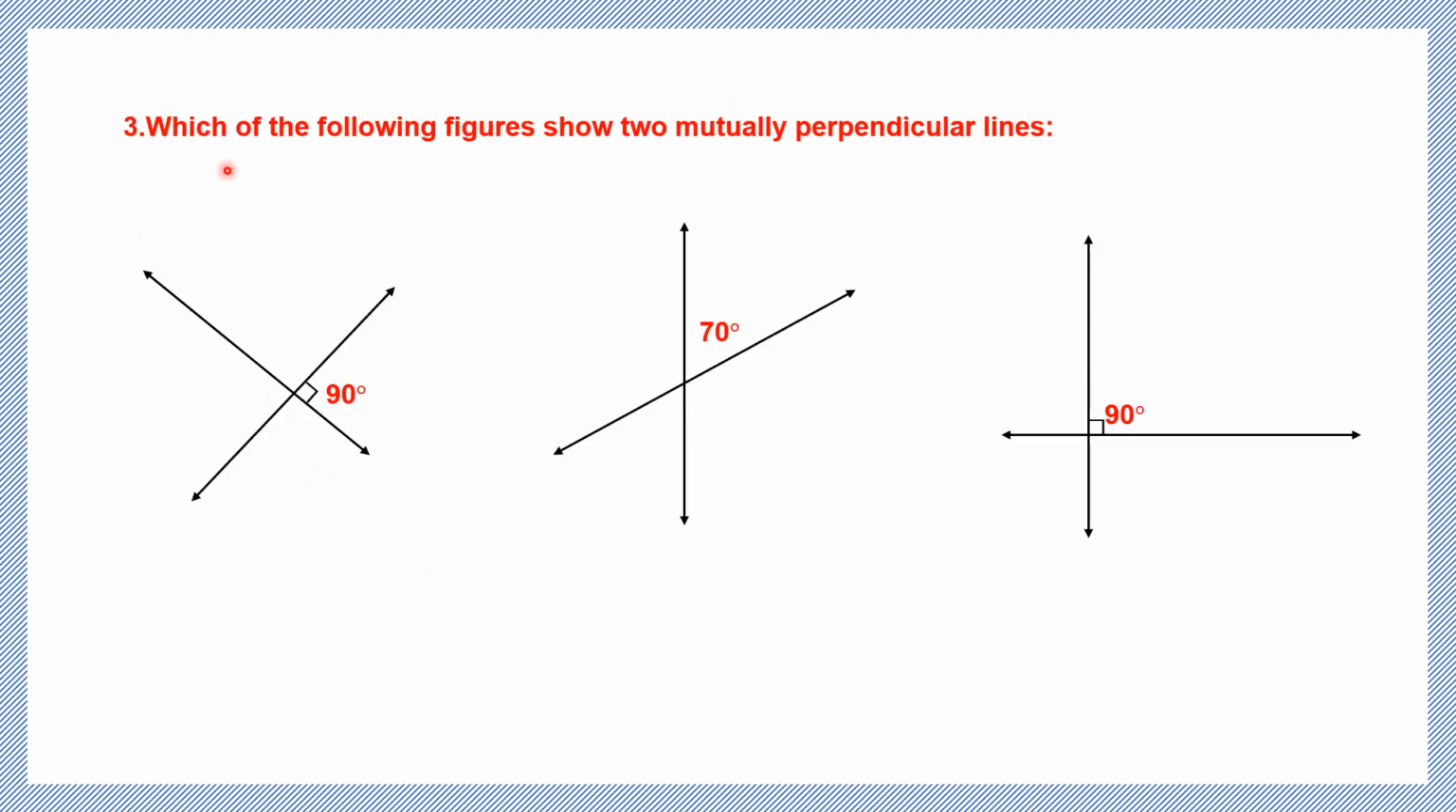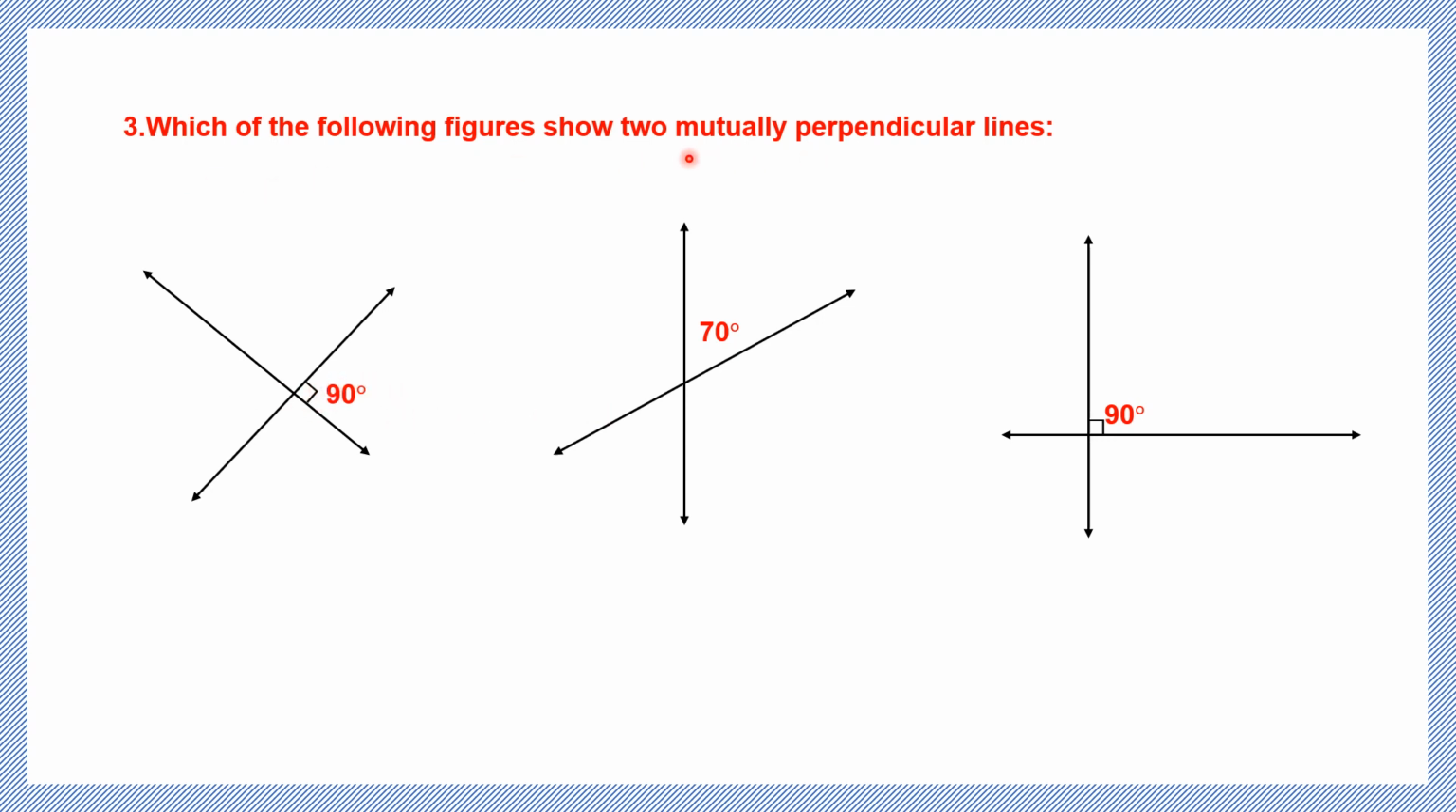Question 3. Which of the following figures show two mutually perpendicular lines? Now what is the meaning of perpendicular first of all? Perpendicular lines are lines that cut another straight line at 90 degrees, like this. It's cutting this line at 90 degrees. Here also it's cutting at 90 degrees.